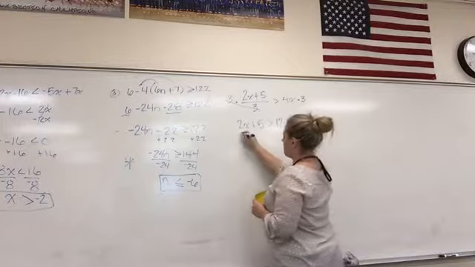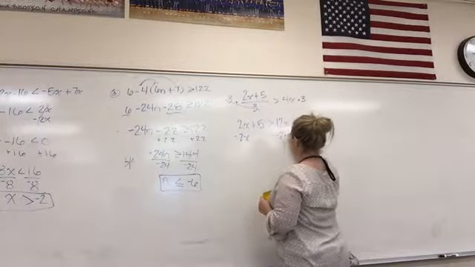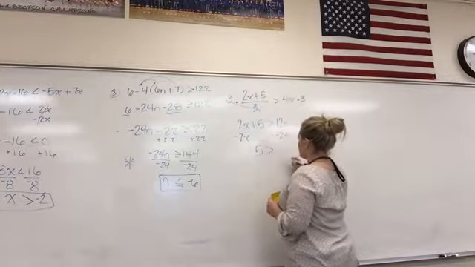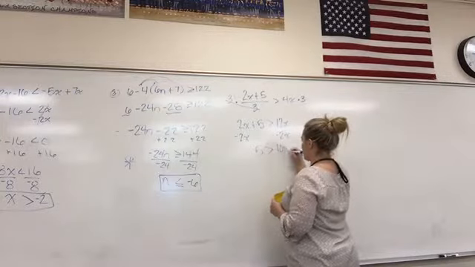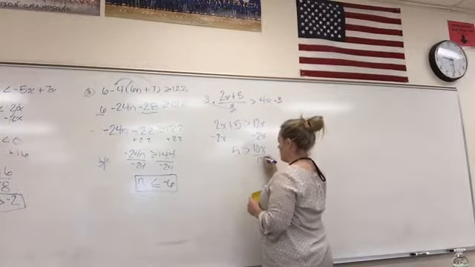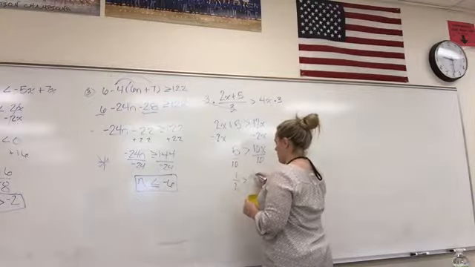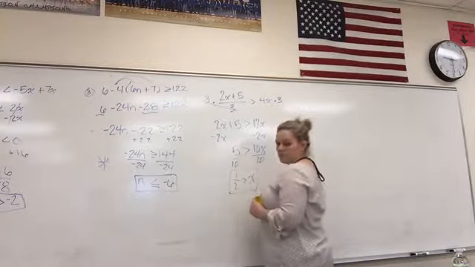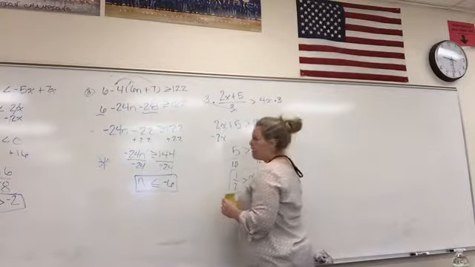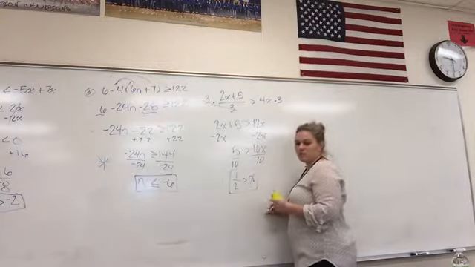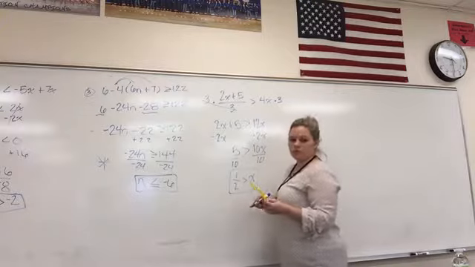I'm going to subtract 2x from both sides. So I get 5 is greater than 10x. I'm going to divide by 10 on both sides, and I get 1/2 is greater than x. Okay. So the fraction ones, don't be nervous about it. Remember, it's just division. To undo division, we multiply.